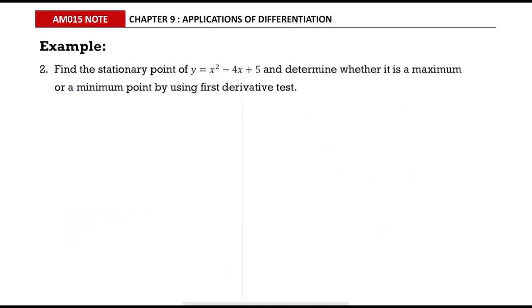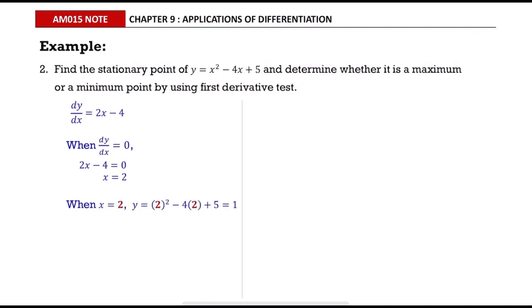In this example, we want to find the stationary point and determine whether it is a maximum or minimum point by using the first derivative test. We find the first derivative first, then equate it with 0 to find the value of x. After that, find the y value by substituting x equals 2 into the equation and state the stationary point. Now use the first derivative test to determine whether it is a maximum or minimum point.